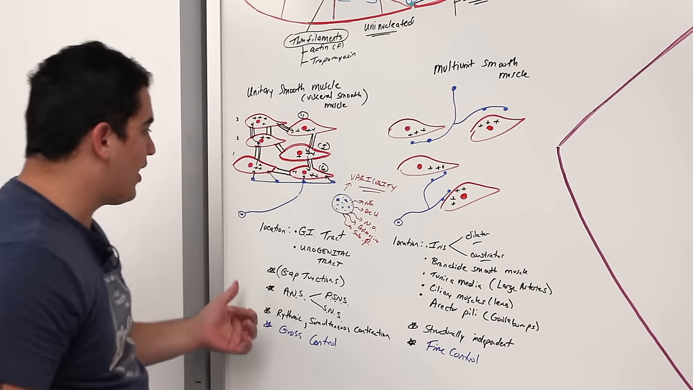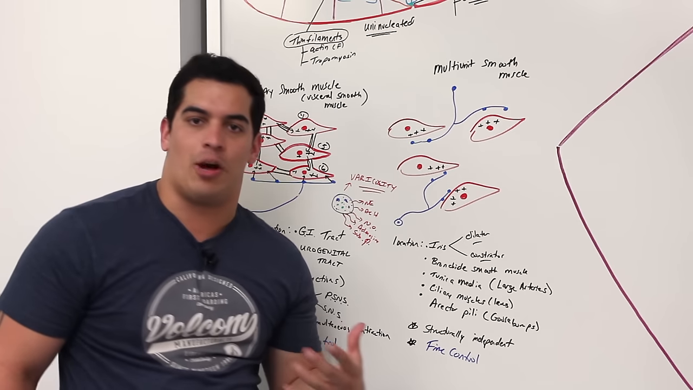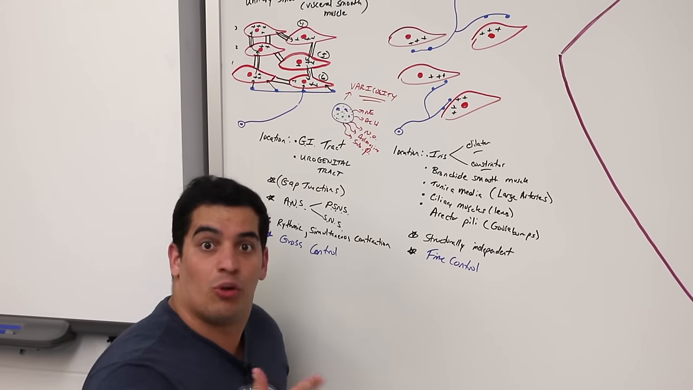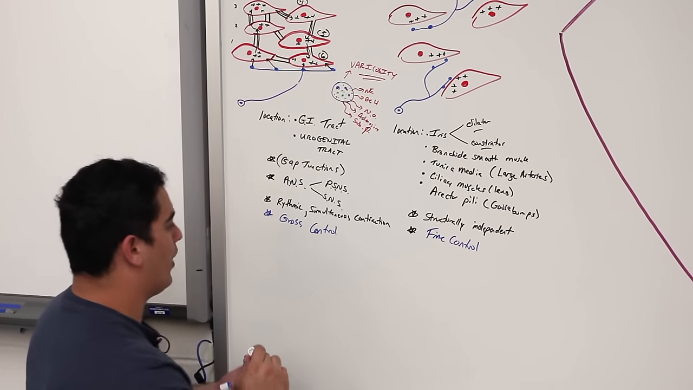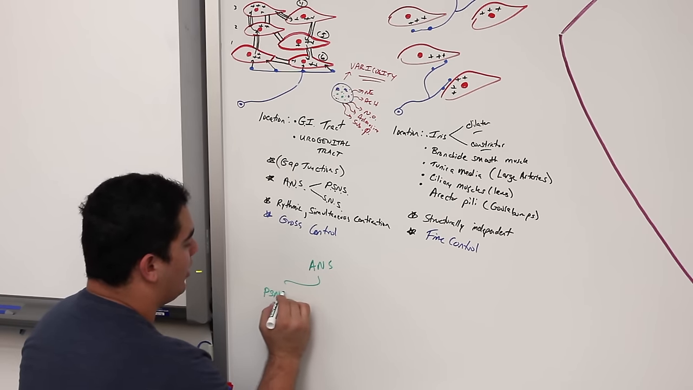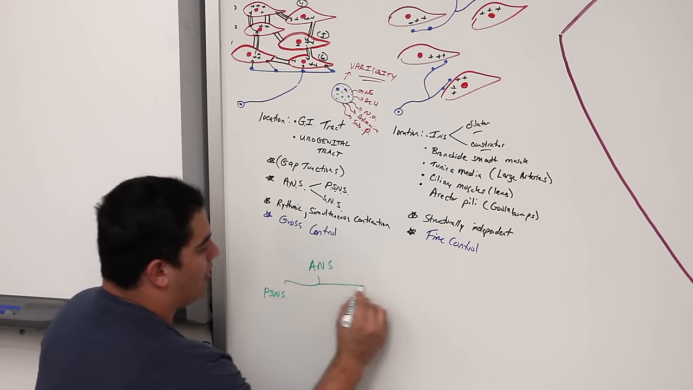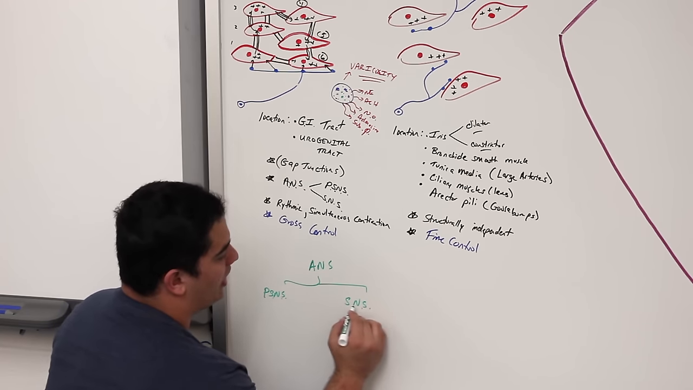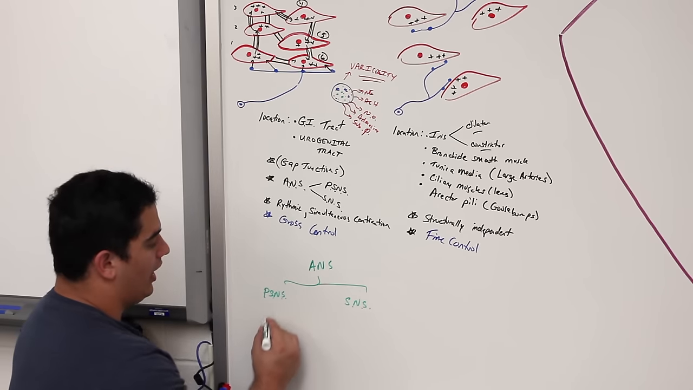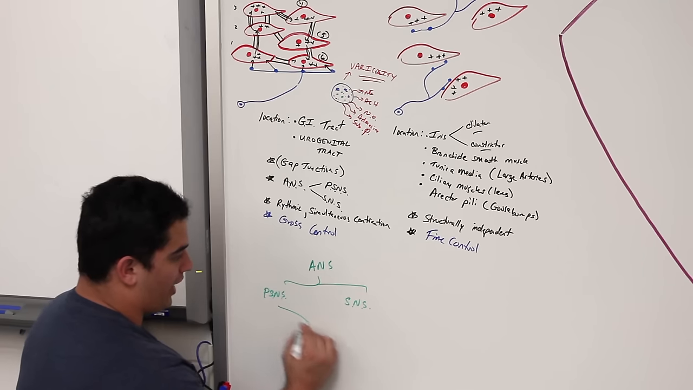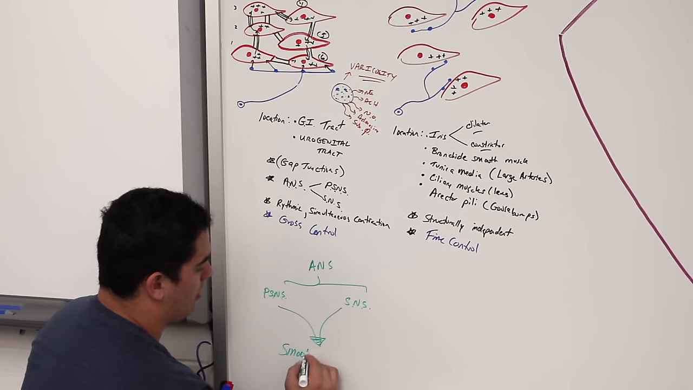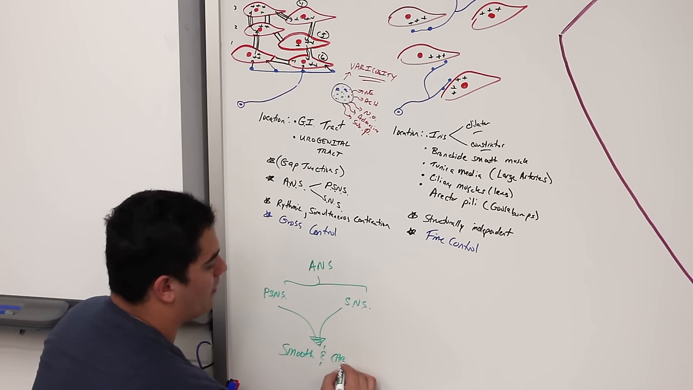One more thing I said is that our smooth muscle is generally controlled by the autonomic nervous system, right? Whereas, if you remember, skeletal muscle is controlled by the somatic nervous system. So let's compare the two quickly. The autonomic nervous system is composed of the parasympathetic nervous system and the sympathetic nervous system. I'm putting SNS for sympathetic and PSNS for parasympathetic. These directly control smooth muscle and cardiac muscle, so smooth and cardiac.